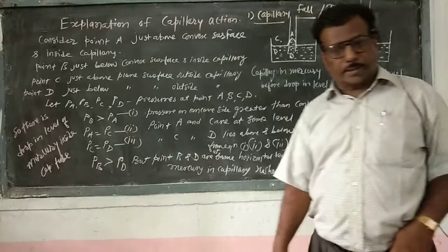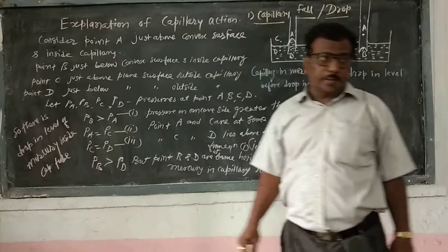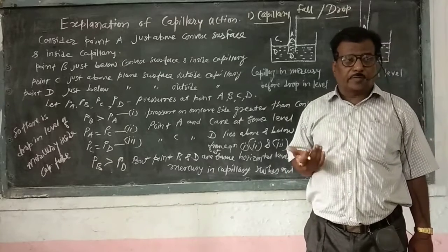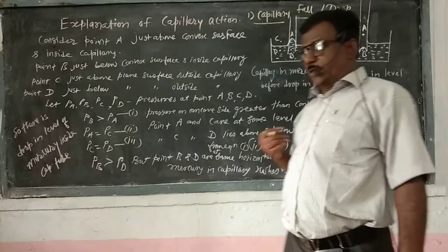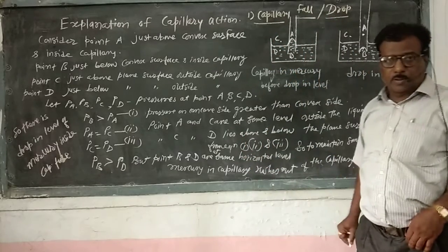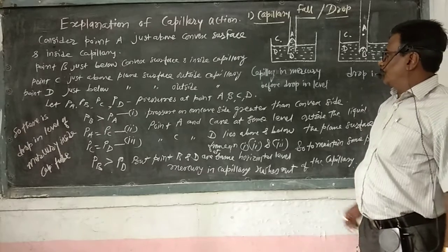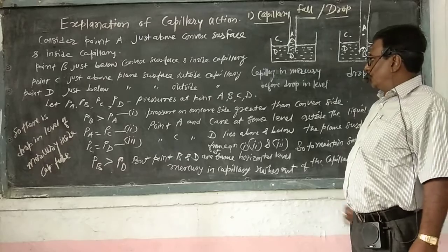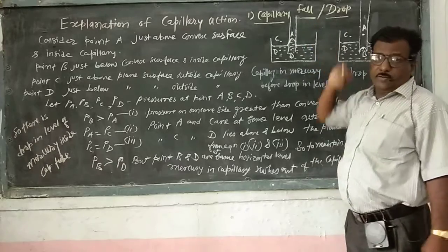Now in today's lecture we see the explanation of capillary action. That means when there is a rise in liquid or when there is a fall or drop in liquid. So the first case we study is capillary fall, or drop, of a liquid. For that we consider a beaker. In this beaker we take mercury, and this is the capillary tube.